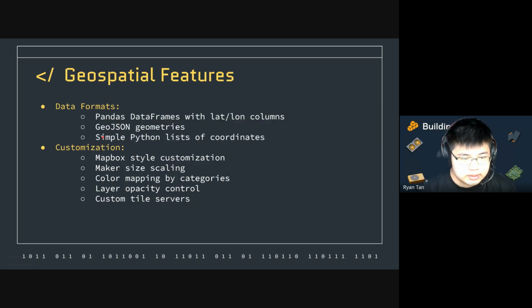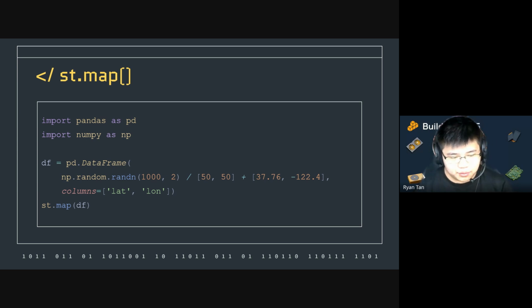So some of the features it has: for the data formats, they accept a bunch of different data. You can use a pandas DataFrame with latitude and longitude columns, GeoJSON geometries, or a simple Python list of coordinates. And for customization, it has a lot: map box style, marker size scaling, color mapping by categories, and layer opacity control with custom tile servers and so on.